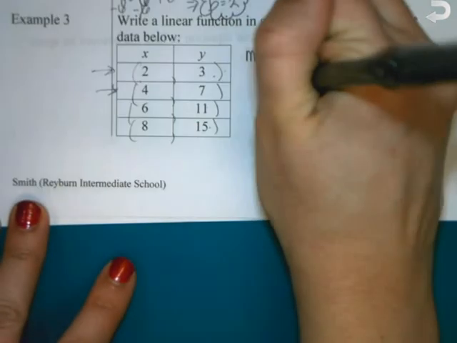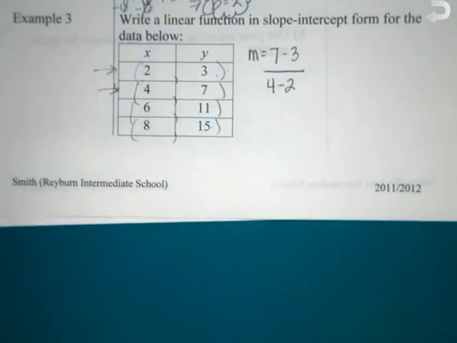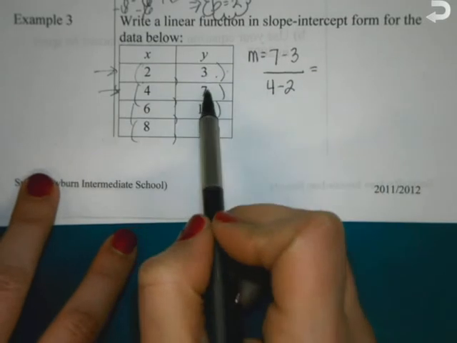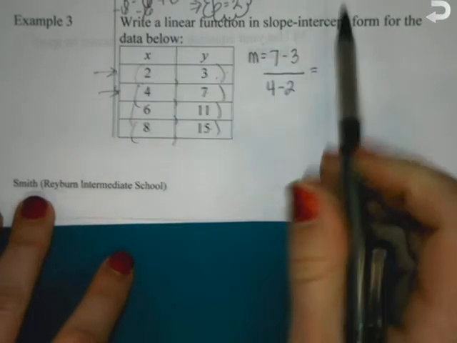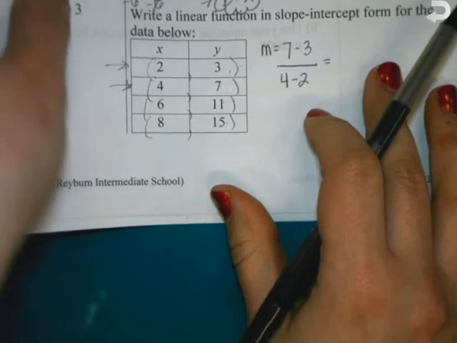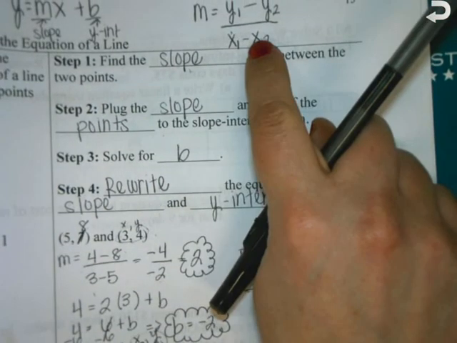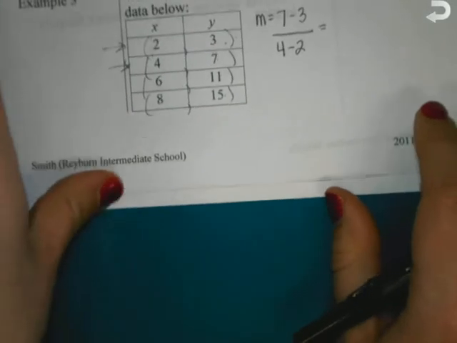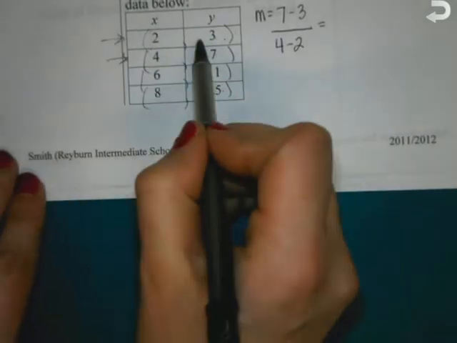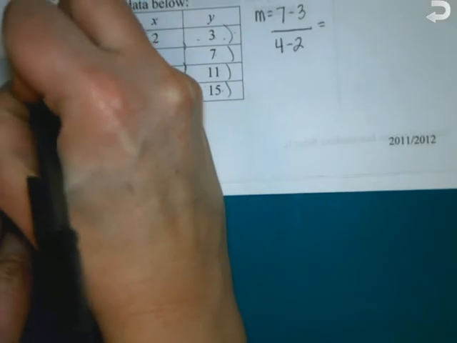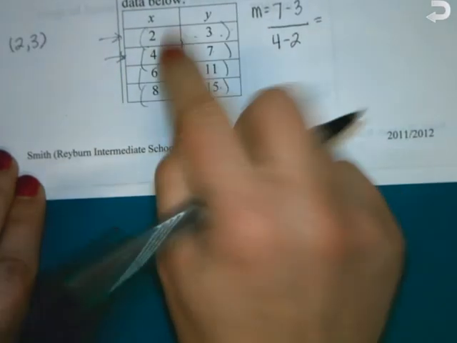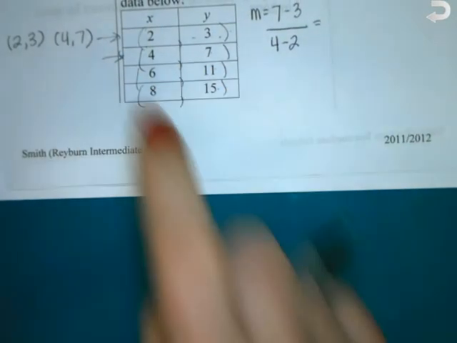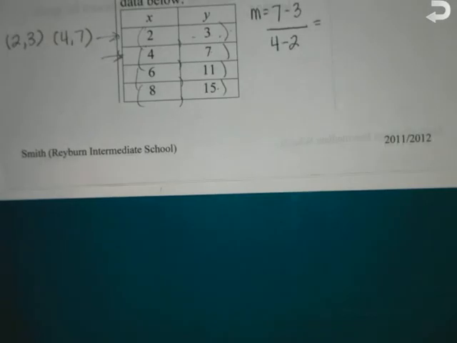Wait, where did you get 7 minus 3? Aren't those both y? They're supposed to be both y's. We're using the slope formula. It does not matter which ones you pick. Let's rewrite these, Brandon. 2, 3, right? That's this one. And this one is 4, 7. Is that better? Okay, so we're using that one.